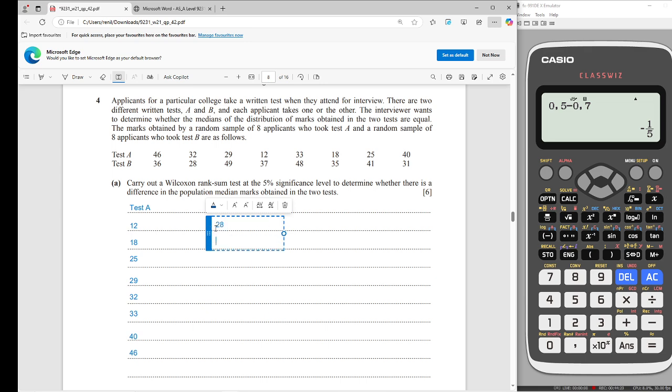So it's 28. Then we have 31. Moving on, we have 35. Then we have 36 here. 37. Then 41. 48 and 49.